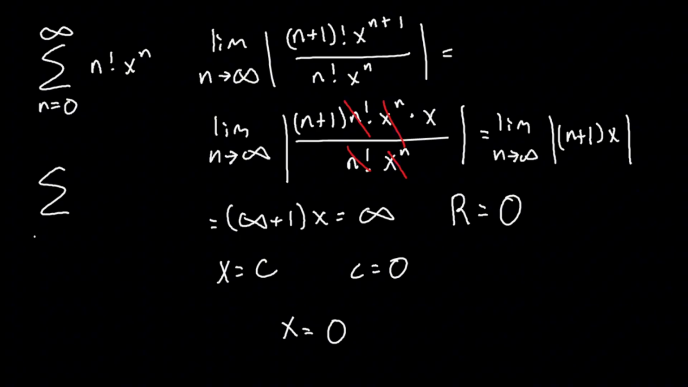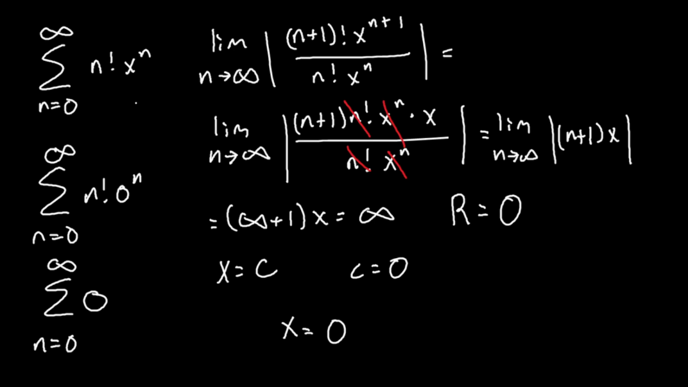And when x is equal to 0, this will be your series. When x equals 0, you'll have n factorial times 0 to the power of n, which is just 0. And of course, if you sum a bunch of zeros, they'll just keep equaling 0. So that is where this series will converge.